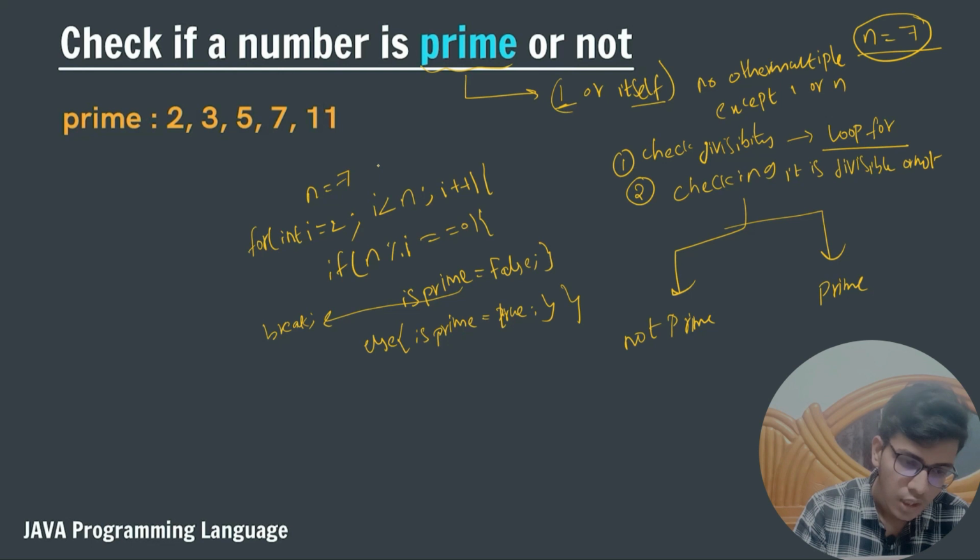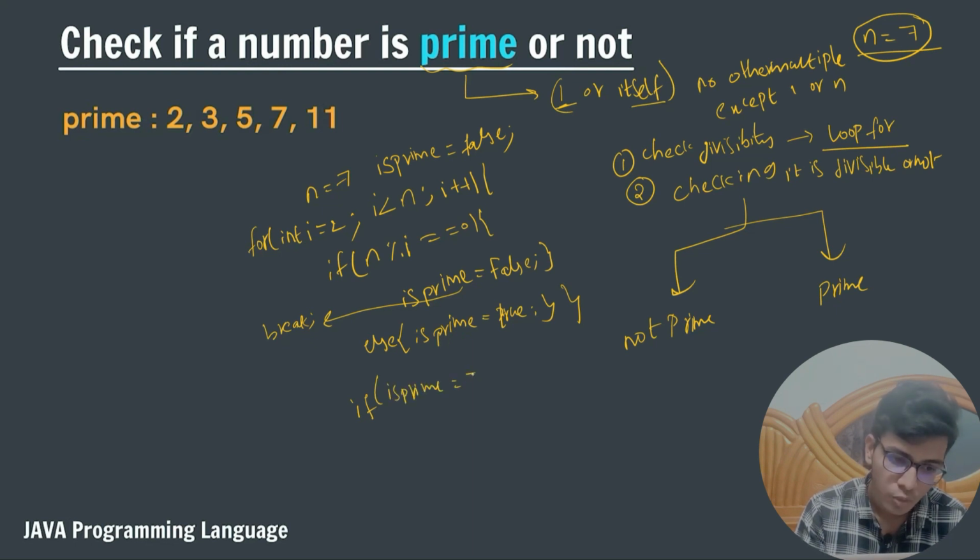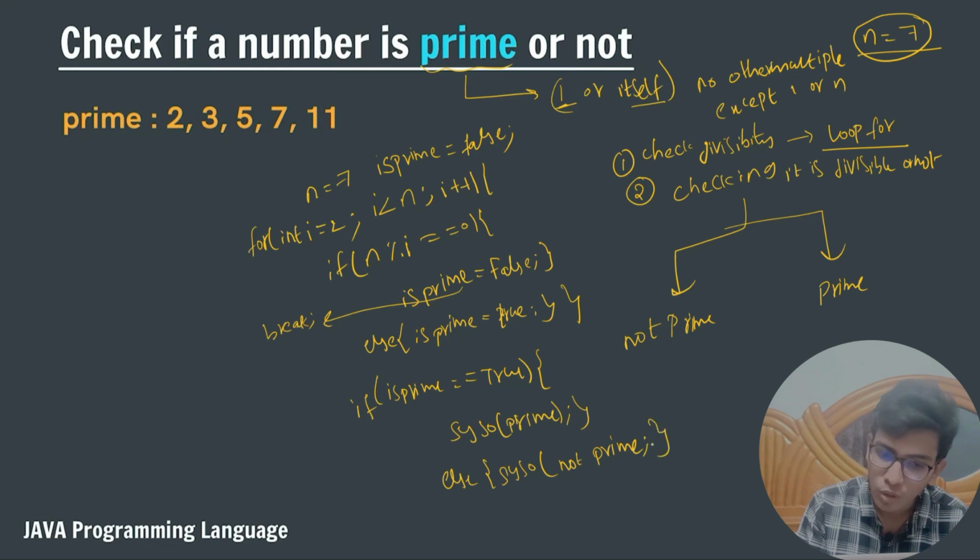Before this, we are going to create a boolean variable isPrime, which will store only two values, either true or false. We are initializing the boolean variable isPrime to false initially. After completing all the for loop iterations, we check if isPrime is true. If the value of isPrime is true, then we print System.out.print prime number, right? In the else statement we print System.out.print not prime. So this is the pseudocode for our code.